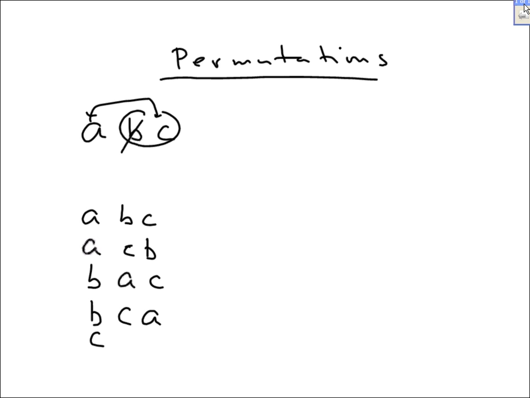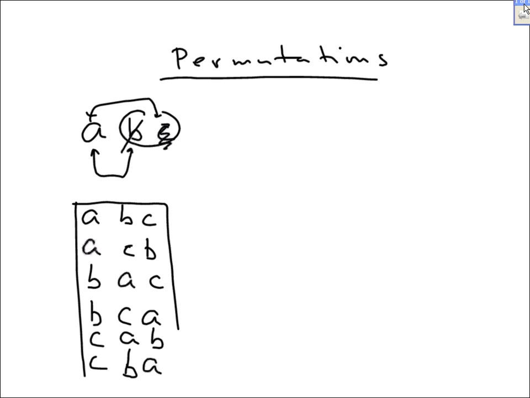Or you can have C first. Well, if C is first, there are two letters left over, A and B. You can have, say, AB or BA. There are 6 different ways to permute these 3 letters, A, B, C.